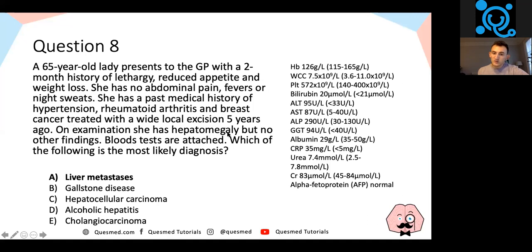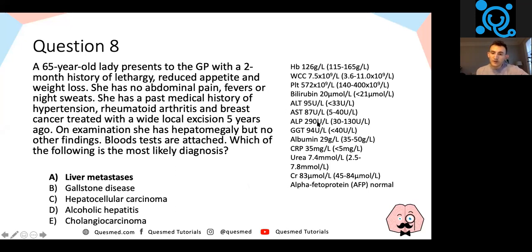And on examination, she's got hepatomegaly, and then she's got raised ALT, raised AST, and a raised ALP. We know it's not alcoholic hepatitis because we would see a much higher AST. So the options left are cholangiocarcinoma, hepatocellular carcinoma, and liver metastases. The AFP is normal, and AFP is a good tumour marker for hepatocellular carcinoma. And that's one way that we can rule out hepatocellular carcinoma as what's going on here.